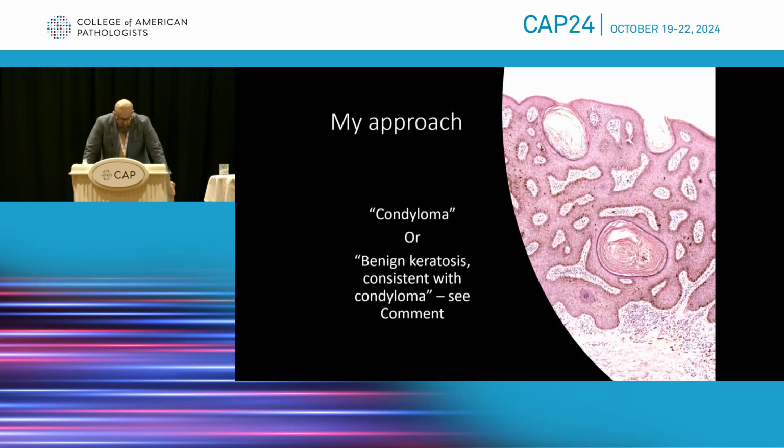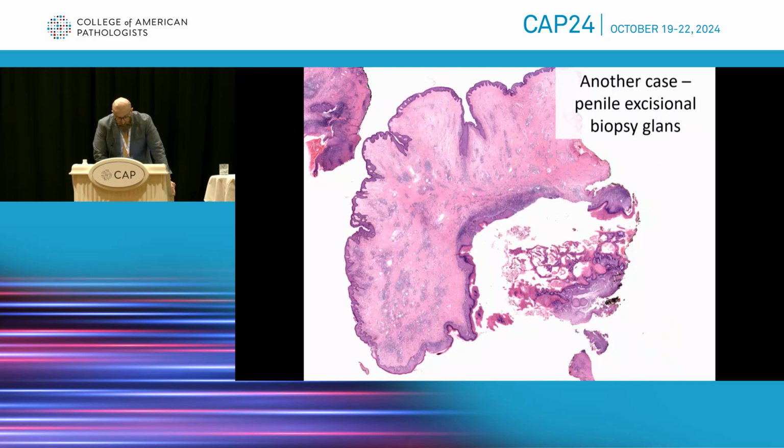So actually, the way I approach this is if the clinical impression was of a condyloma, I usually would just say that that is compatible with a condyloma, even if the morphology looks more like a seborrheic keratosis. Or if the clinical impression was a bit uncertain, I might give a more descriptive diagnosis, but explain that lesions that resemble seborrheic keratosis in the genital sites are often positive for HPV and are thought to be a form of condyloma.